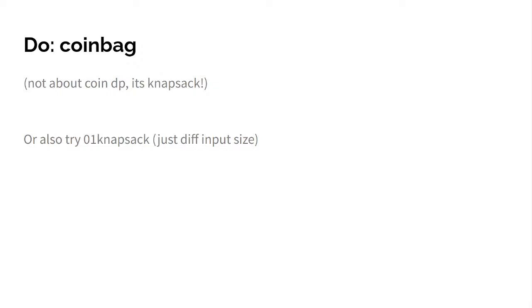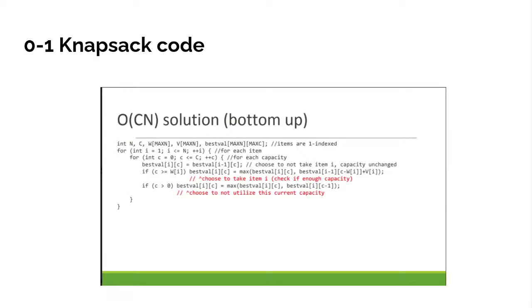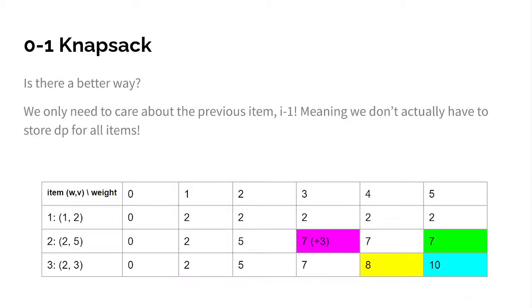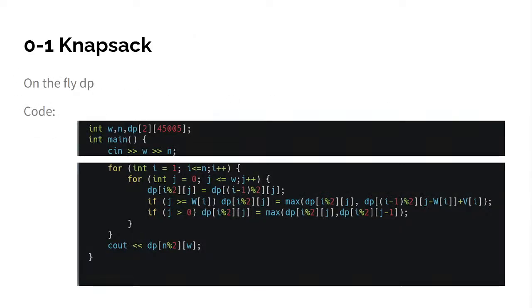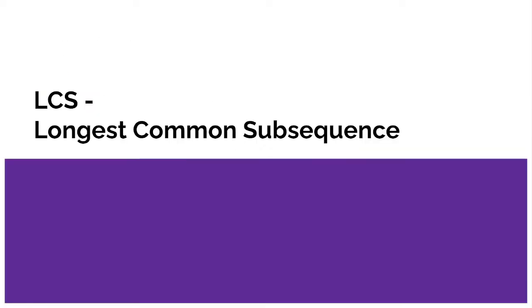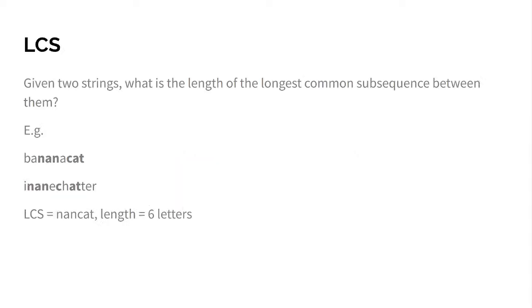Okay, from our very original slides, as you can see here, this is not a screenshot. We actually designed this slide. So this is the code basically. You can do it on the fly too. Okay, LCS, longest common subsequence. Given 2 strings, what is the length of the longest common subsequence between them? For example, between banana cat and inane chatter, the LCS is nan cat, which has a length of 6 letters.